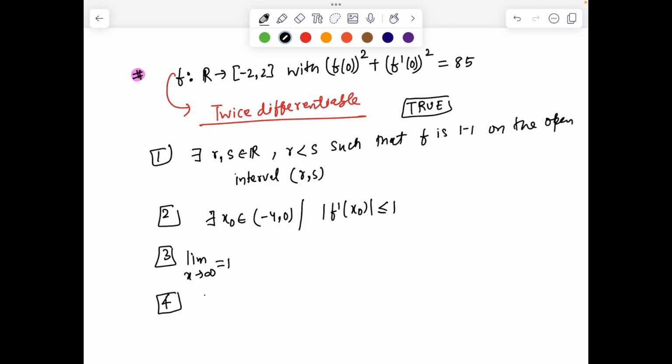And the fourth one was: there exists some alpha belonging to (-4, 4) such that f(alpha) + f double dash alpha equals 0 and f dash alpha is not equal to 0. So this is in fact the toughest problem from JEE Advanced 2018. So let's see how to go about this.